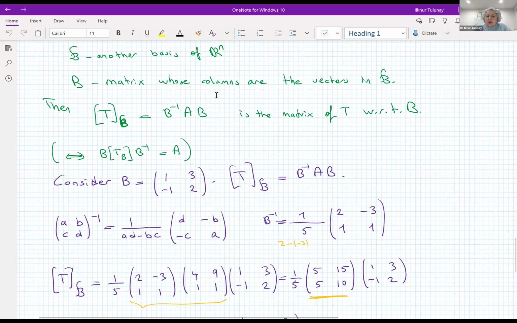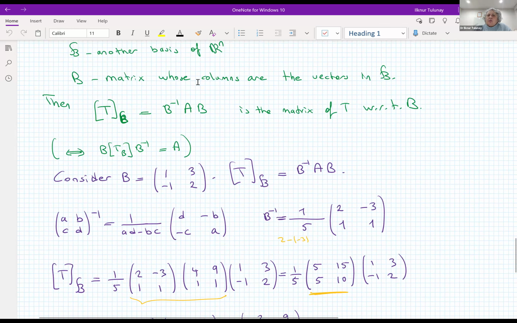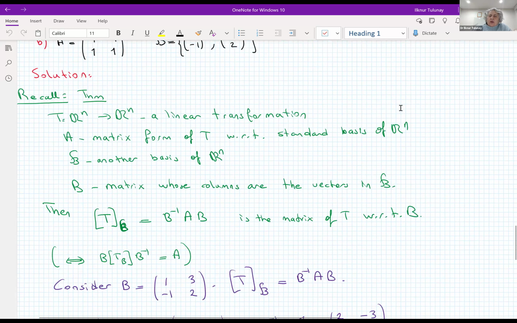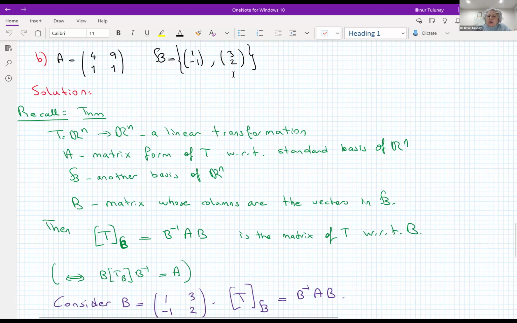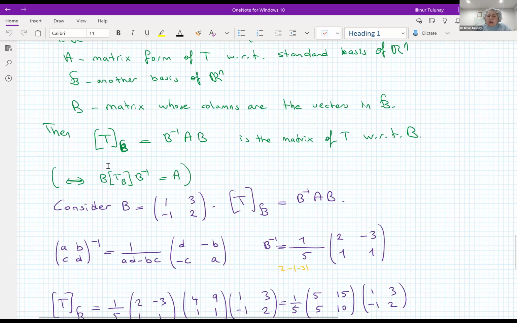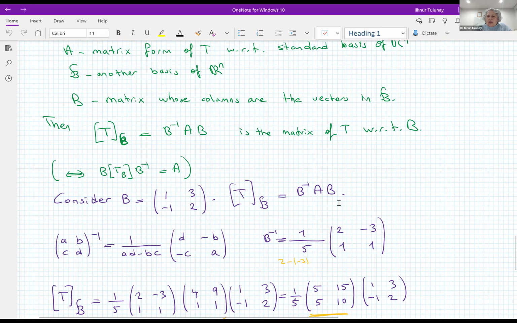The theorem says to construct a matrix B whose columns are the basis vectors. The basis vectors are (1, -1) and (3, 2). That's what I'm doing. This is 1, -1, 3, 2. These columns are the basis vectors of B. Then, as the theorem says, I'm going to find this multiplication. But before doing this multiplication, I need B inverse.